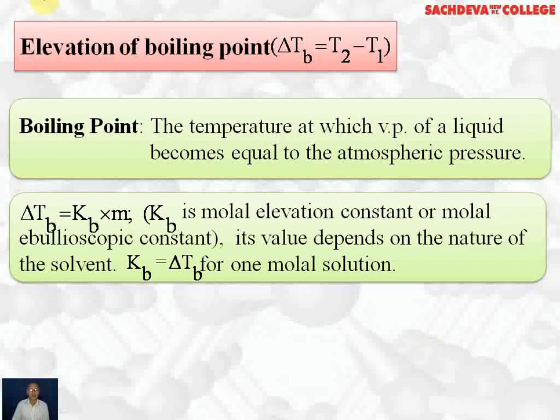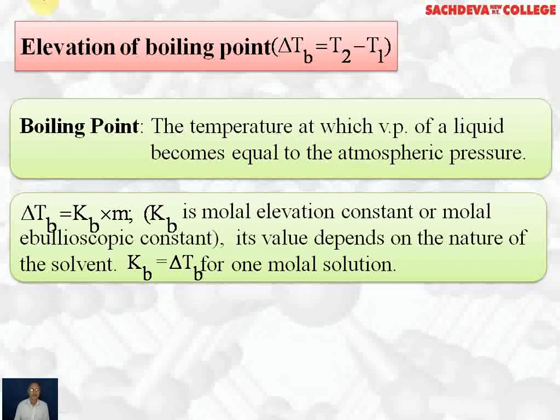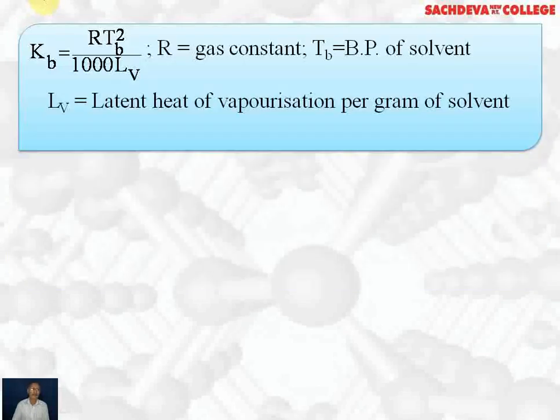Molar elevation constant is also called ebullioscopic constant, and its value depends upon the nature of solvent. Kb is equal to delta Tb for 1 molal solution. That is, if molality of solution is 1, then Kb will be equal to elevation in boiling point. Value of Kb can be calculated by this formula.